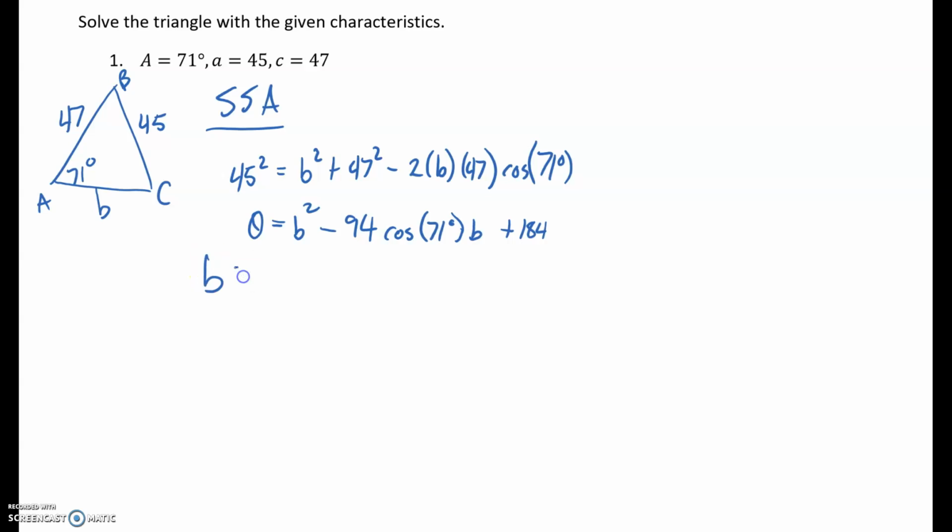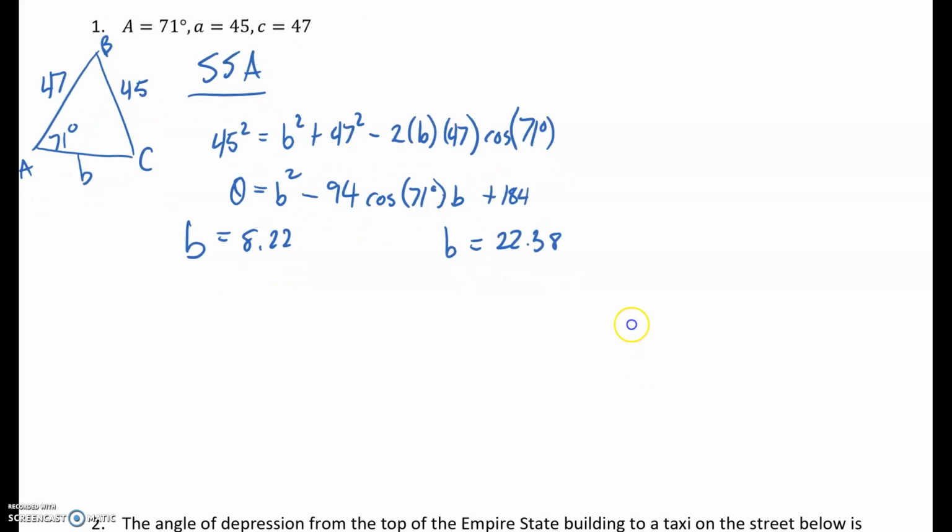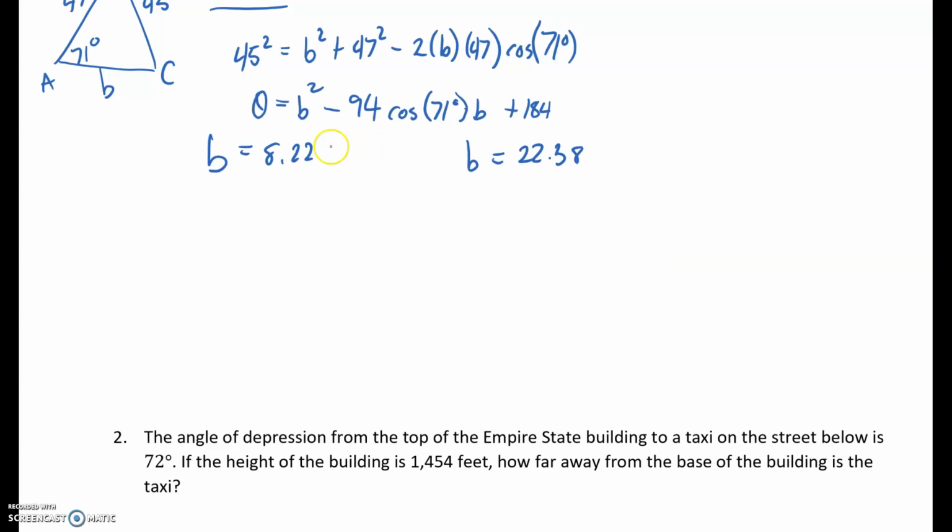So here I have b equals 8.22. And then the other scenario is where b is going to be 22.38. Okay. Both of those are numbers that work. They're both positive numbers, so I can actually have 2 triangles here. Okay. And so all we do at this point is split this whole thing off and just do the work to solve for these 2 triangles.